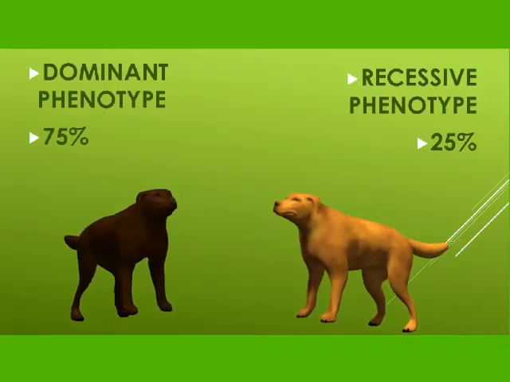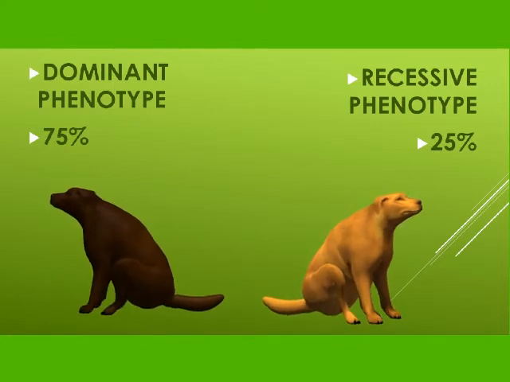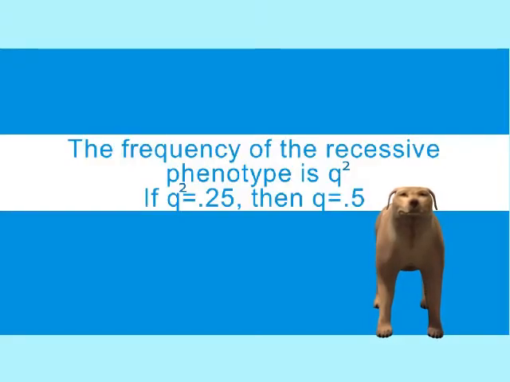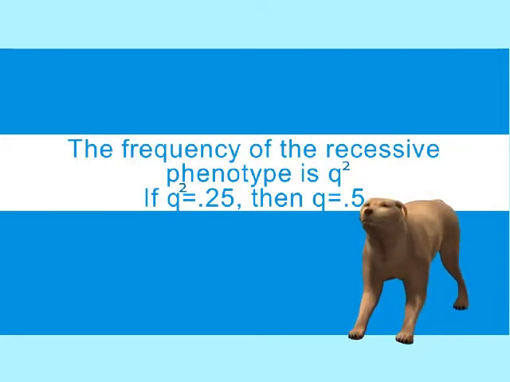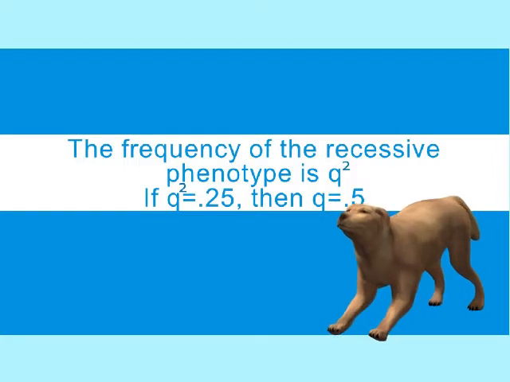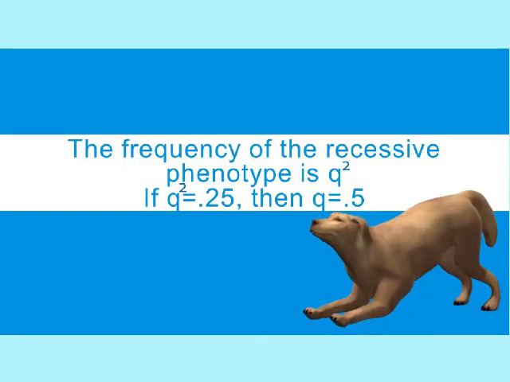Consider a population where 25% of the individuals display the recessive phenotype. The number of individuals which display the recessive phenotype is Q squared in the Hardy-Weinberg equilibrium. And since Q squared equals 0.25, the frequency of the Q allele is 0.5.